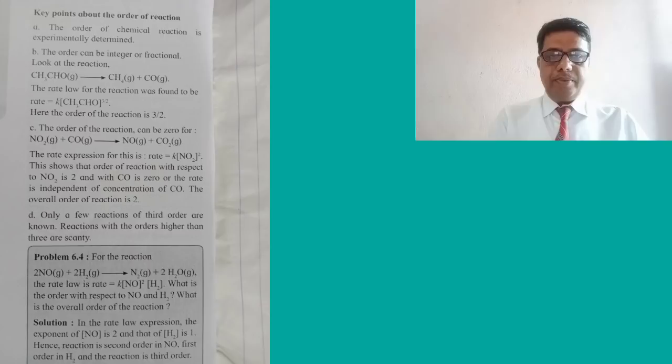We can add the powers of both reactants, that is of NO and of hydrogen. Of NO it is equal to 2 and of H2 is equal to 1. So 2 plus 1 is equal to 3. So the overall order of the reaction is 3, or it is a third order reaction. So simple problems.